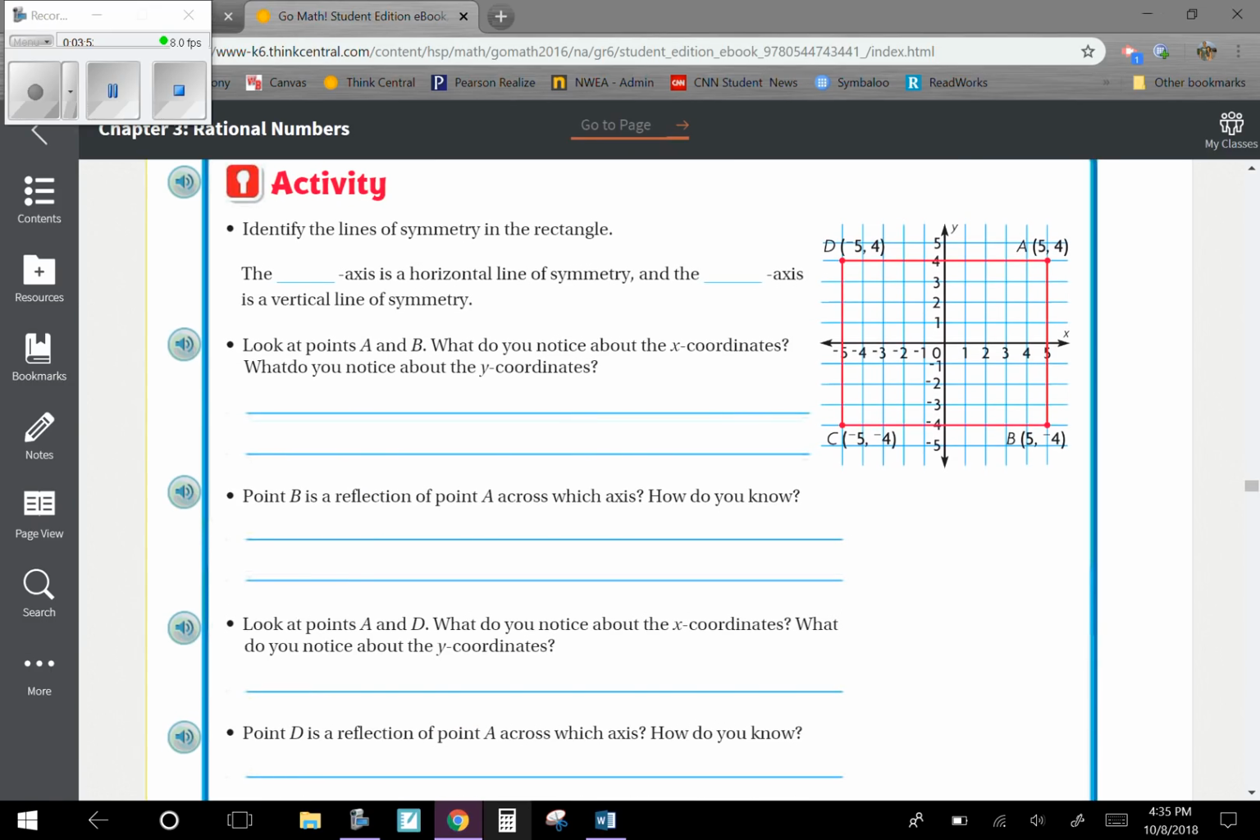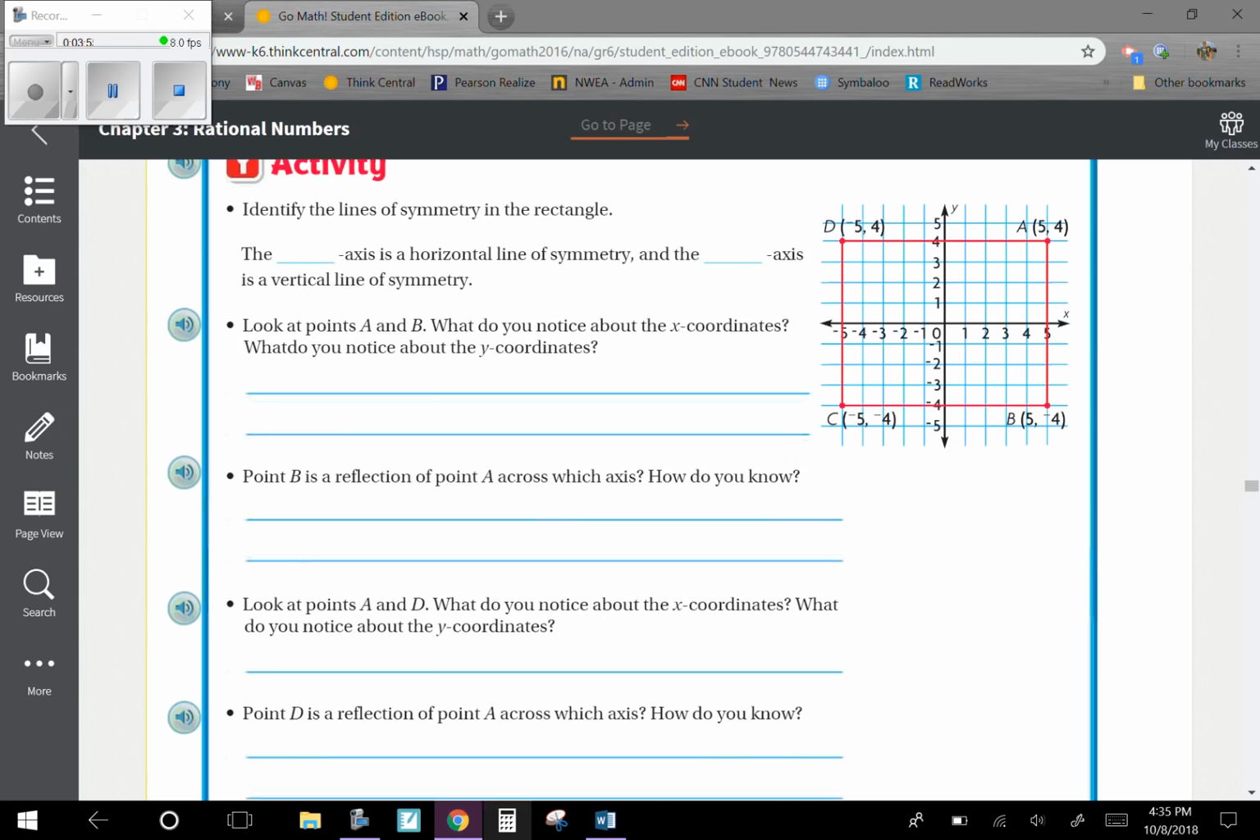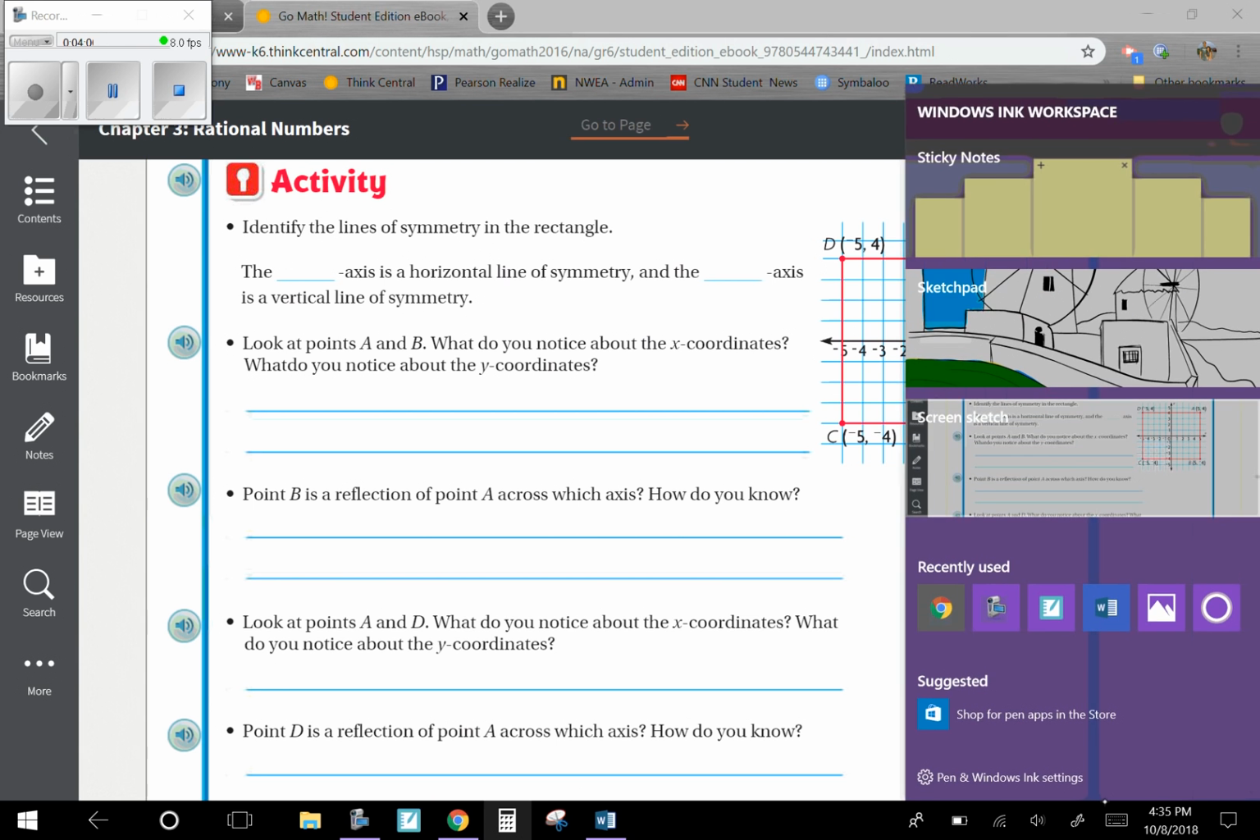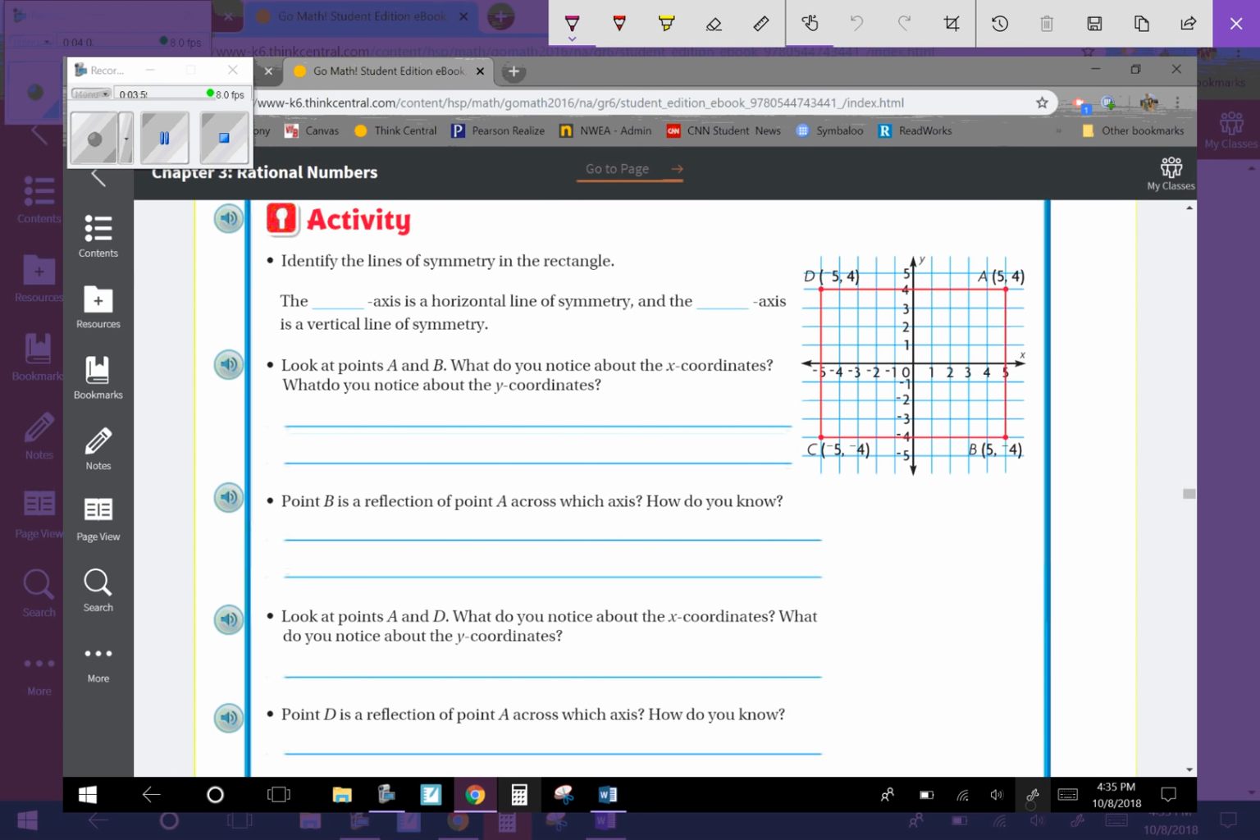So looking at this activity, it says identify the lines of symmetry in the rectangle. Okay, so we're going to look over here at this rectangle to the right. And looking at that, it says the blank axis is a horizontal line of symmetry. So if we're looking at horizontal, that's going to be the x-axis. And the blank axis is a vertical line of symmetry, which is y. Look at points A and B. What do you notice about the x-coordinates? What do you notice about the y-coordinates? So we're looking at A and B. So what do we notice about those?